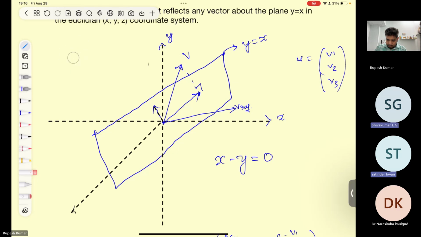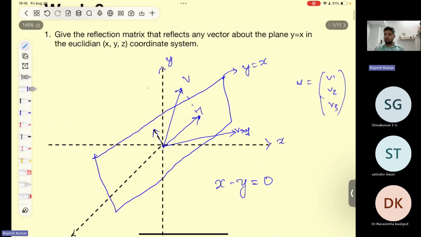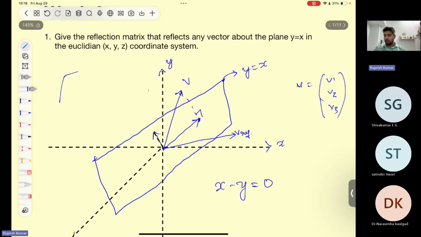Yes, this aspect is clear. Reflection about the x-axis is clear. Right? So now this same concept here, instead of the x-axis, you have some plane, right?